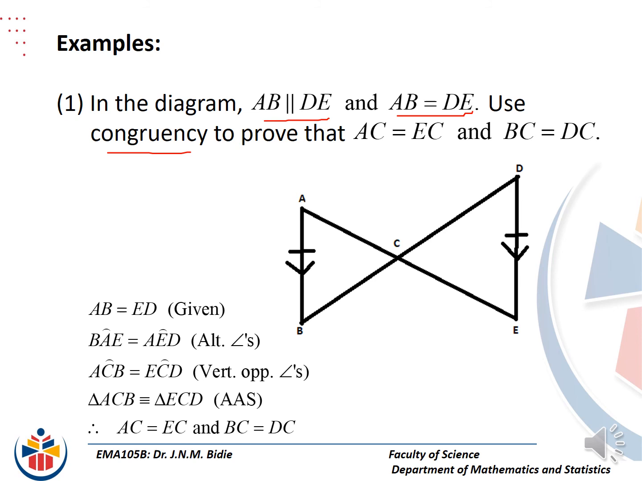First thing, we start with what we're given. AB is equal to ED, given. Then we have alternate angles. Angle A and angle E are equal because they are alternate angles. And then we have vertically opposite angles.